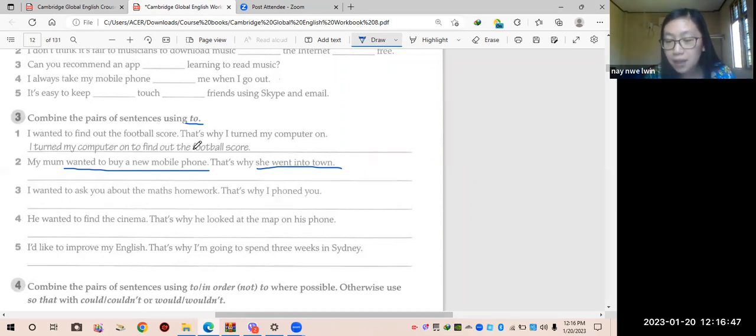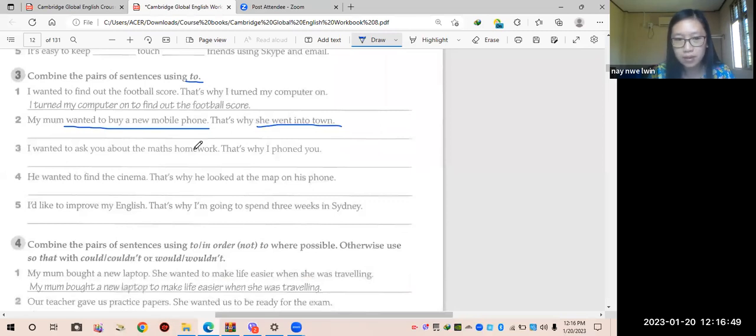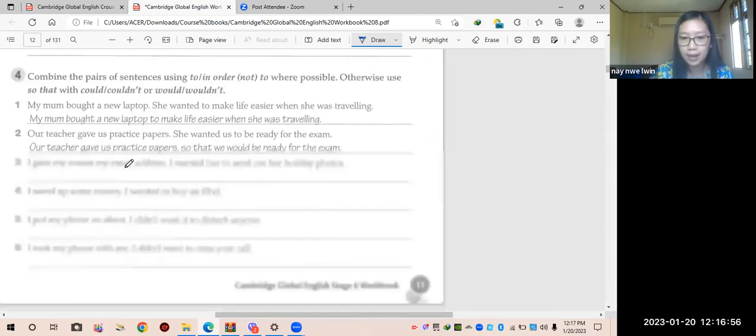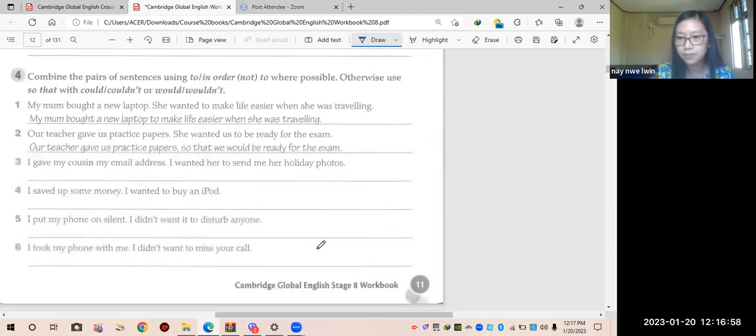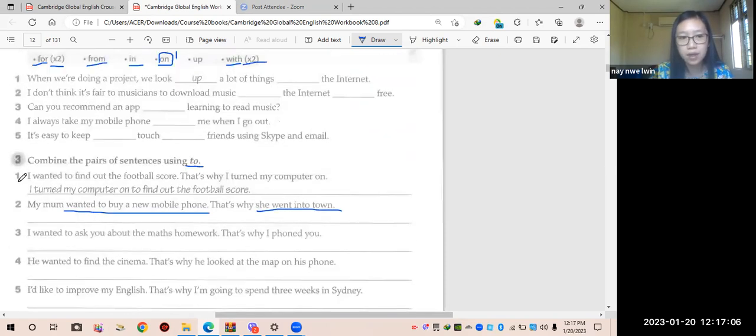We are doing the exercises from the Global 8 workbook, and the page number is 11. So take your workbook and turn to page number 11, and we have finished number 3, 2, right?